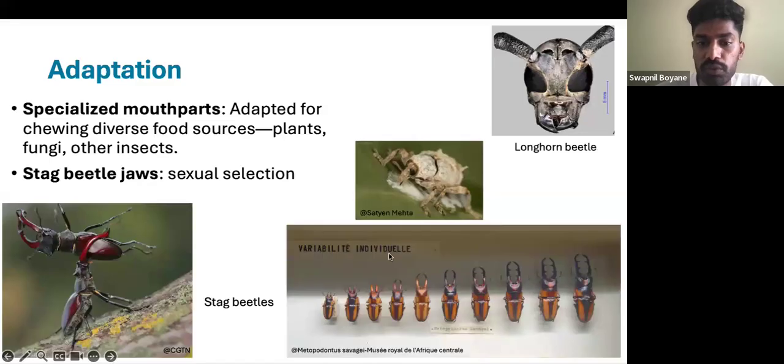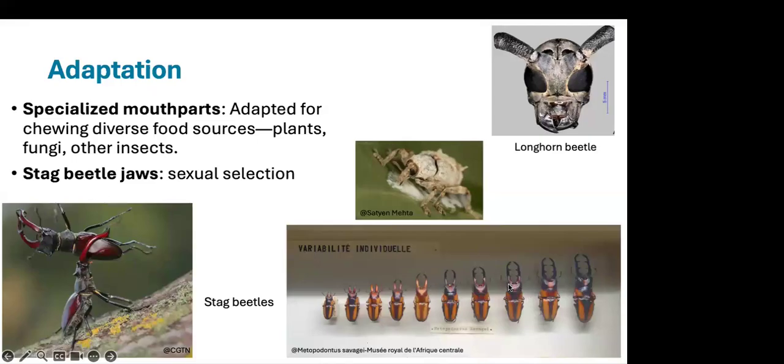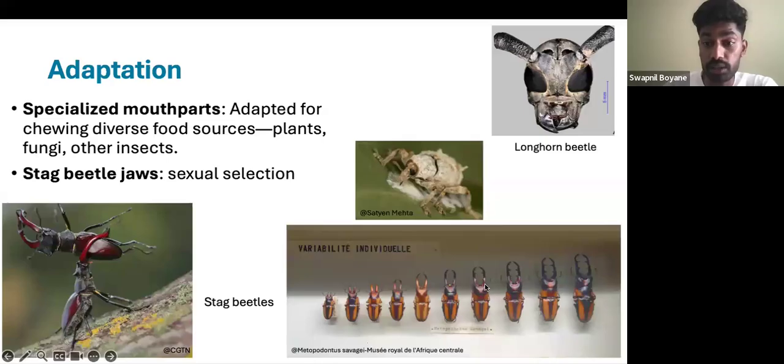So what you see on the right-hand side, all these beetles belong to the same species. These are not different beetles, this is just a variation within one species. If you go from left, the smallest to the biggest, the smallest is going to be the female, which does not have these antlers. What we call the jaws is not a mouth part, it's just an extension. Like deer have antlers, this is the same kind of modification.